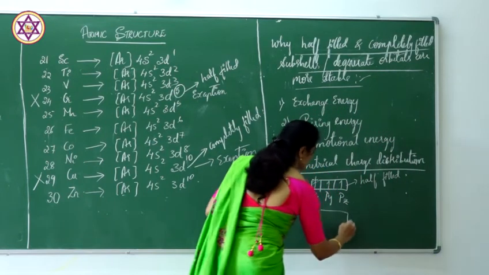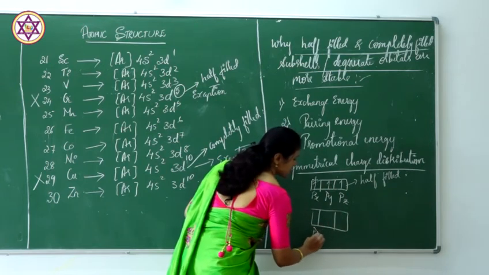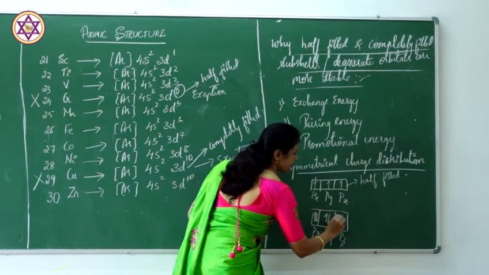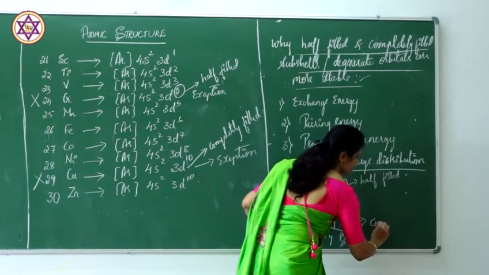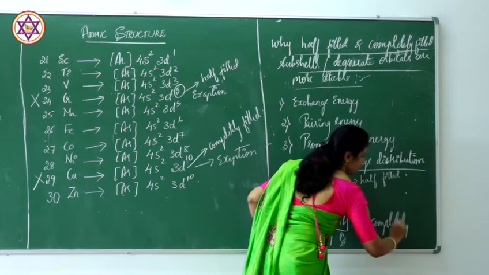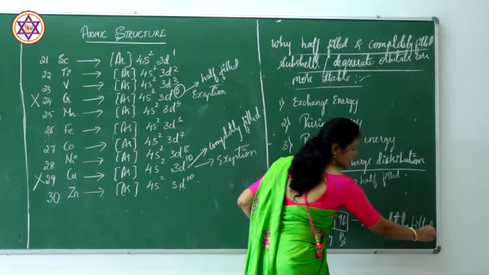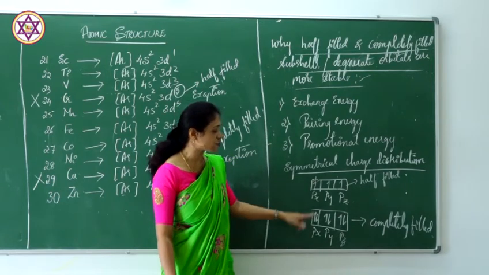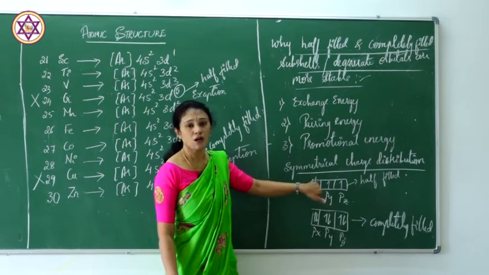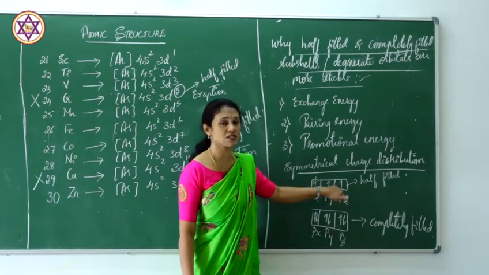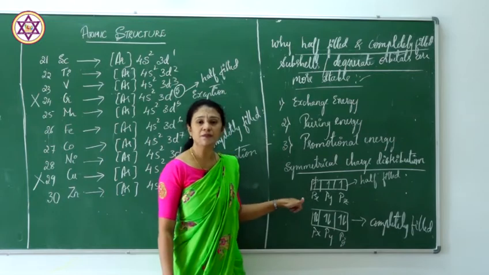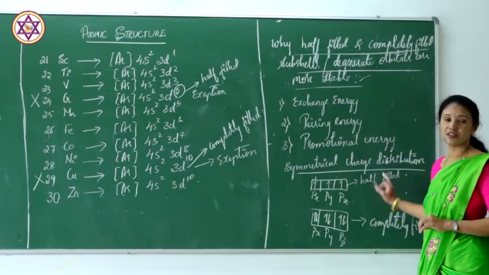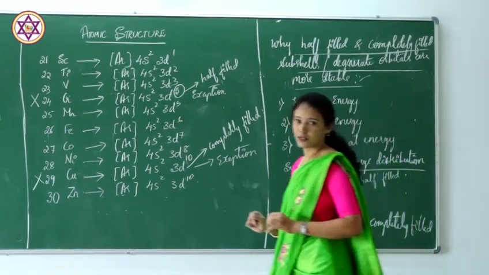Also, if these Px, Py and Pz orbitals are completely filled, it means there is a symmetrical distribution of charge taking place, a symmetrical distribution of electrons in these subshells. Then they are stable. Whether it is half filled or completely filled, we say it is stable.